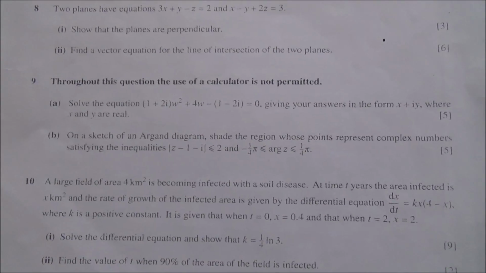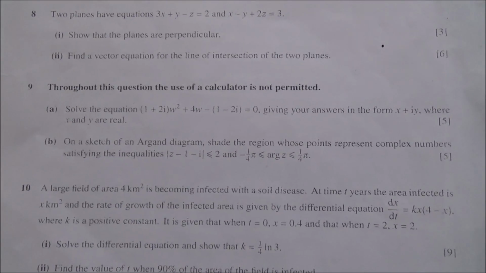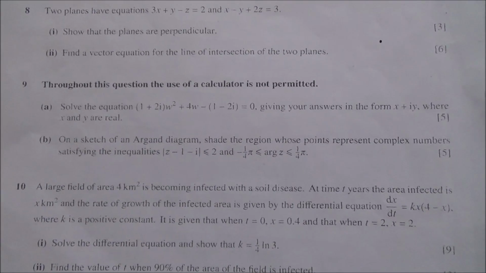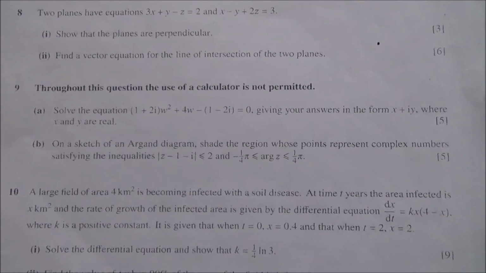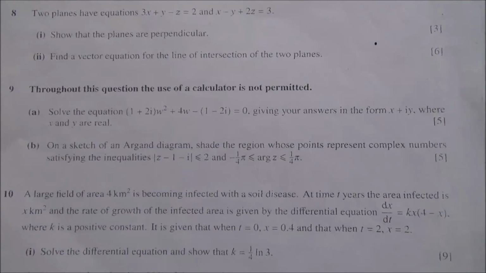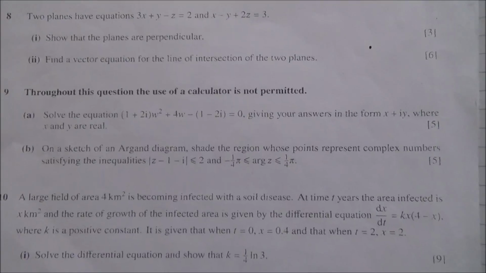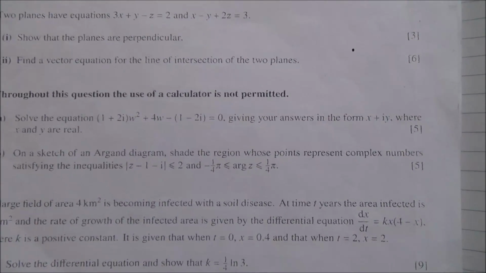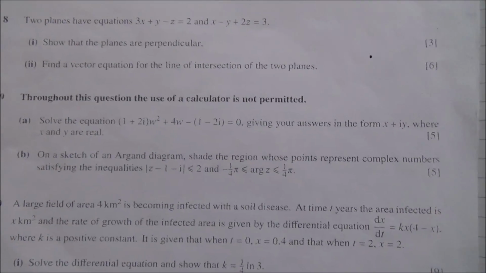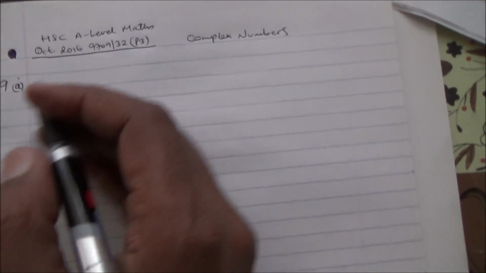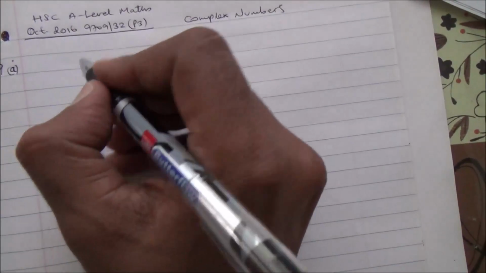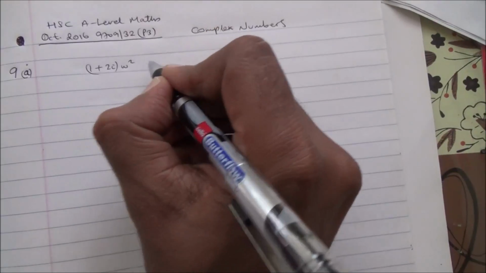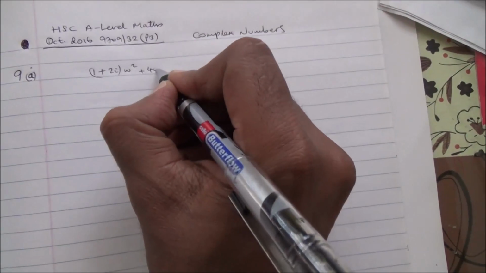Hi, question number 9 taken from October 2016 A-Level Maths HSC Paper 3. Solve the equation (1 + 2i)w² + 4w − (1 − 2i) = 0, giving your answers in the form x + iy, where x and y are real. For the first part of the question, we're going to be using the quadratic formula to solve the equation as given in the question involving complex numbers.